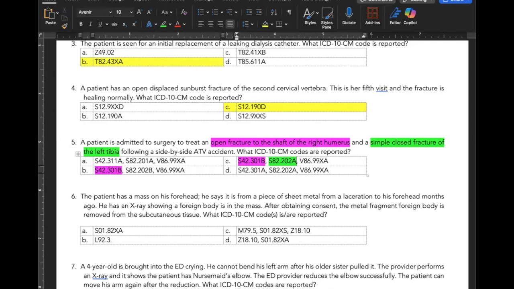All right. And then underneath that, we're going to go to specified type NEC, because they're telling us side by side. So that's a specific type of an ATV. And then we don't know whether they were a passenger, a driver, or on the outside. So we're just going to go with our default all-terrain specified type, and that's our V86.99. You guys see that? Okay. Let's go to the V86.99. Make sure that it matches.